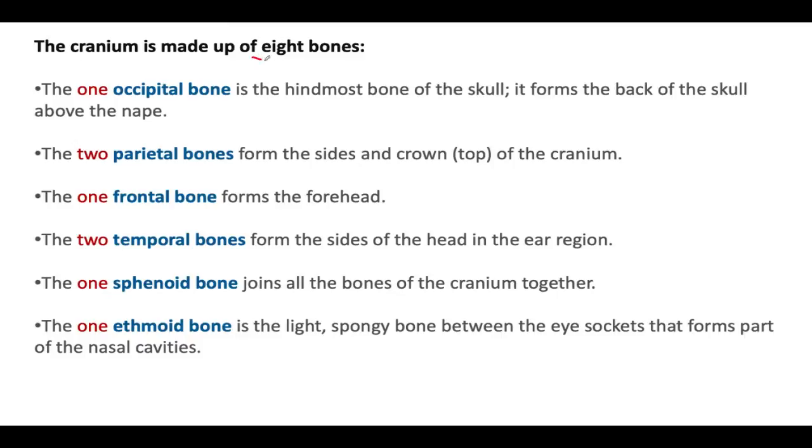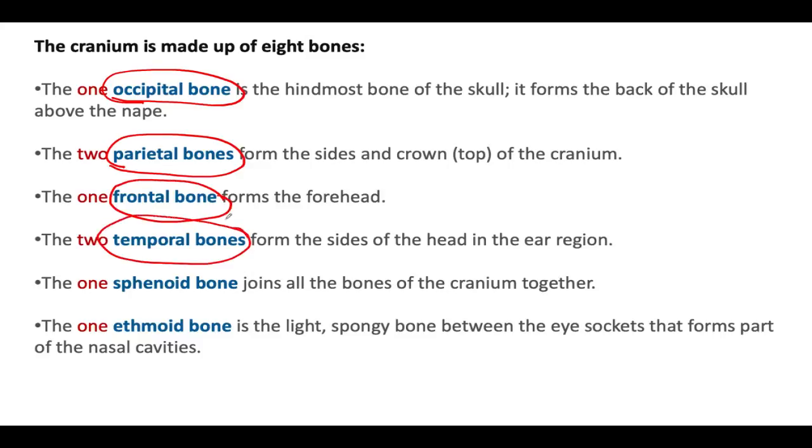So the cranium is made up of how many? Eight bones. So we have one of this, two of these, one of this, two of those, one and one. Then one occipital bone. Then parietal bone. Then frontal bone. And temporal bone. And something we talked about is offer people fresh tea or fine tea. So you're offering people some nice fine tea, and it helps us to then remember occipital bone, parietal bone, frontal bone, and temporal bone.